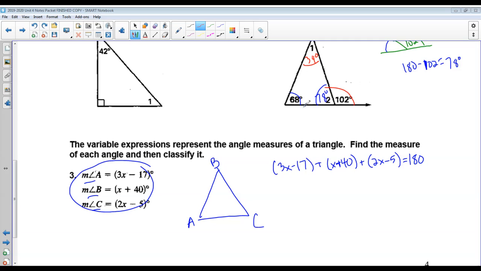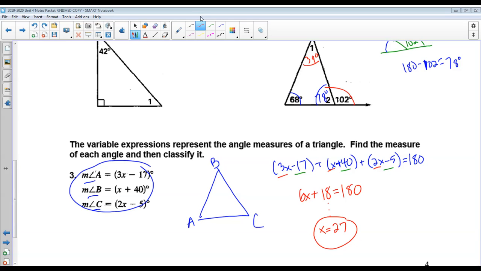After we have it set up, now I can look at combining my like terms. So I have 3x plus 1x plus 2x is 6x. I have the minus 17, the plus 40, and the minus 5. So that gives me a plus 18. And now we're pretty much done. I subtract 18 from both sides. I divide by 6, and I get x equals 27.